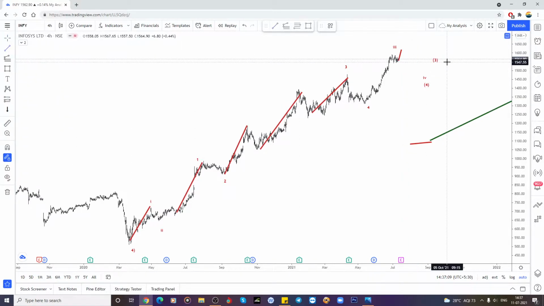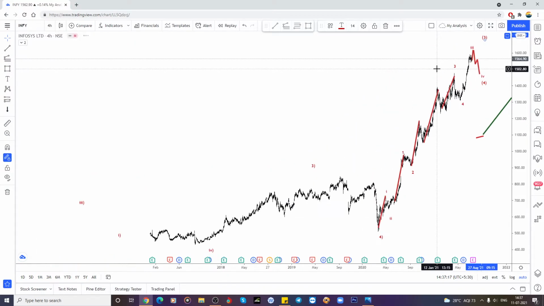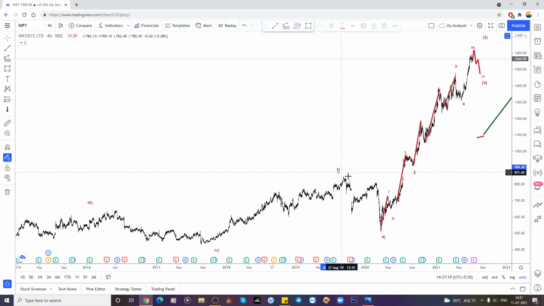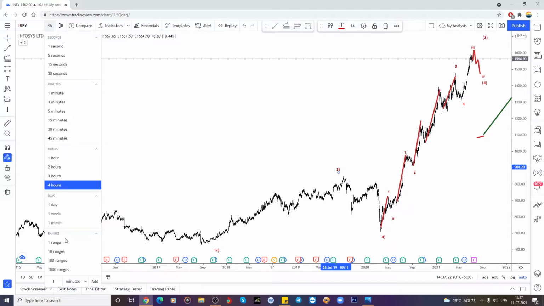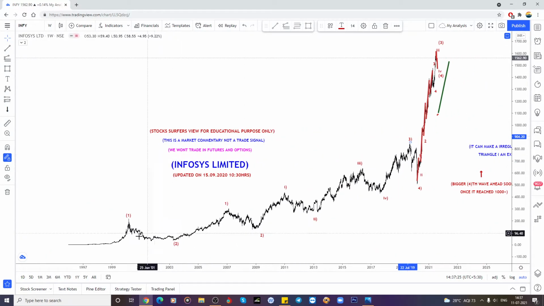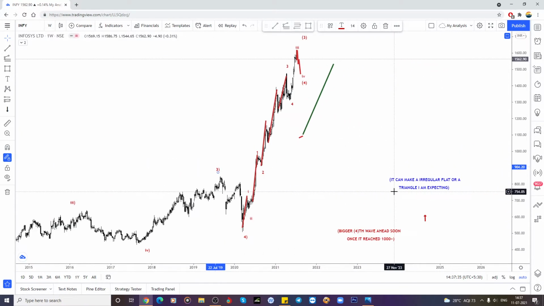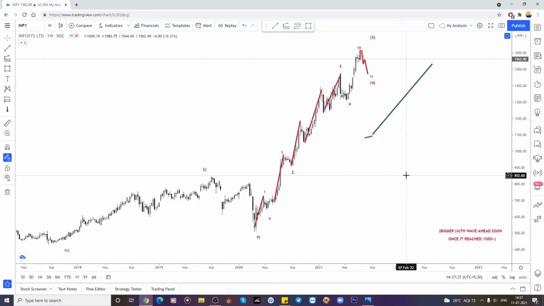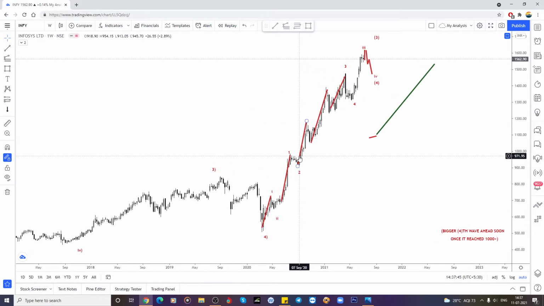So wait for this 2 3 wave structure. After that completion, only the third wave is completed. So it is still in the third wave. Just in the weekly, look at this 1 2, so we are in the third wave, it is still going on. So for this 1 2 3 4 5, 1 2 3 and 4, the fifth wave is still in progress. As of now, there is no alternative view from my side. So let's wait for that.